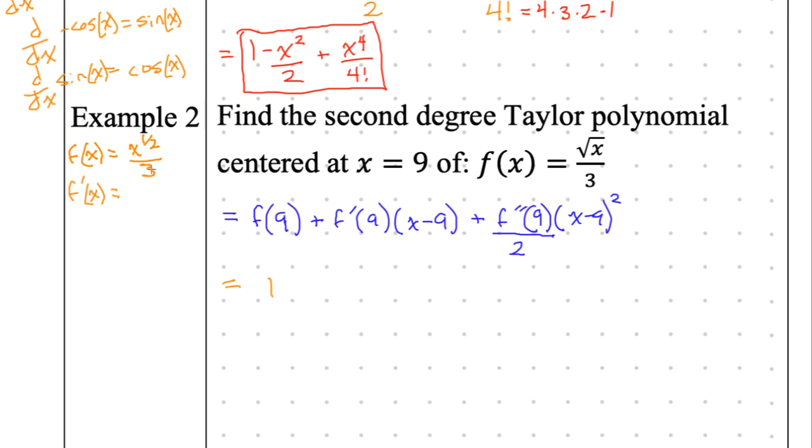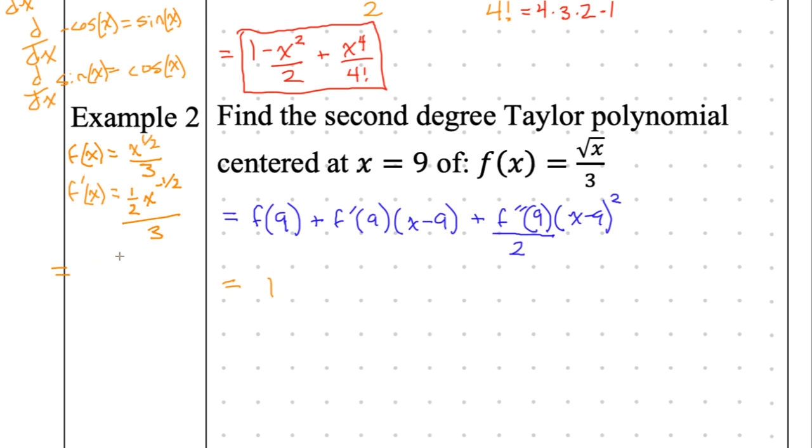And if I take the derivative, this 1/2 comes down in front. So this is now a 1/2 x, and then go down a power, so to the negative 1/2, and that's all over 3 still. And I need to simplify this a little bit.